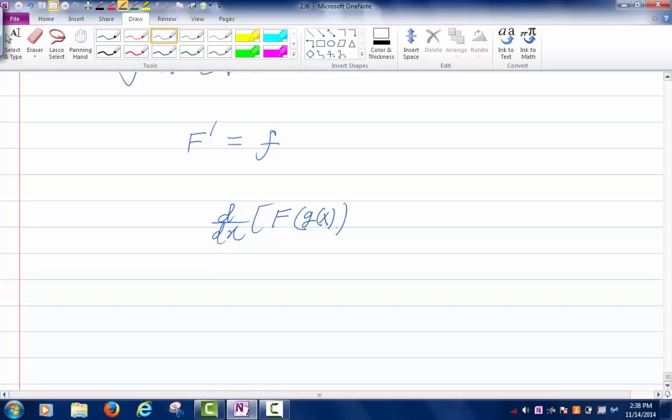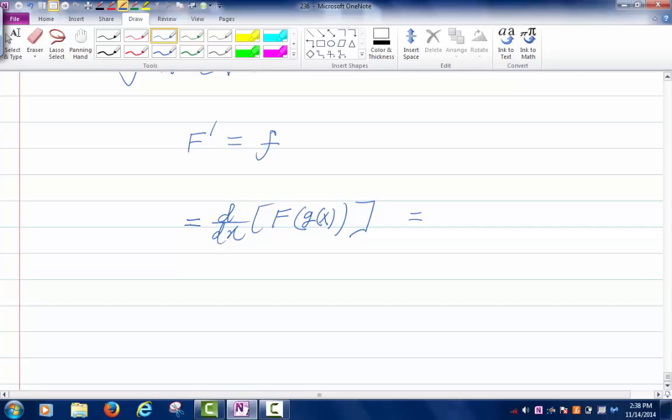If I ask you what's the derivative of this composition, what would you say? The derivative of this composition is? Well, you take the derivative of the outside, right? Actually, I'm going to write it outside, sorry. Let me write it here.